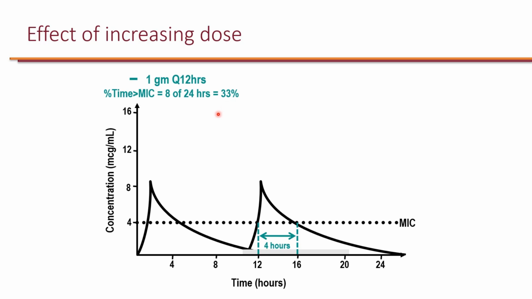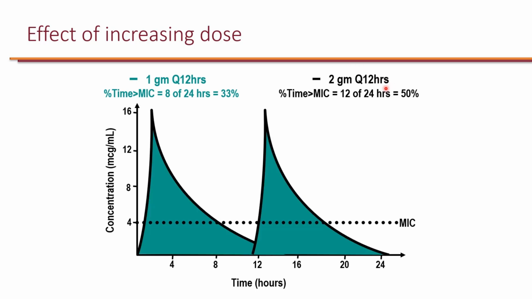Now, what happens if we double the dose? Instead of 1 gram Q12, we do 2 gram Q12 hours. And you can see that you get a much larger peak. However, that doesn't necessarily translate to double the time above MIC. Instead of 4 hours above MIC, you get 6 hours time above MIC for each dose. So overall, it's about 12 hours out of 24, which translates into 50% time above MIC. So by doubling the dose, we increase time above MIC.